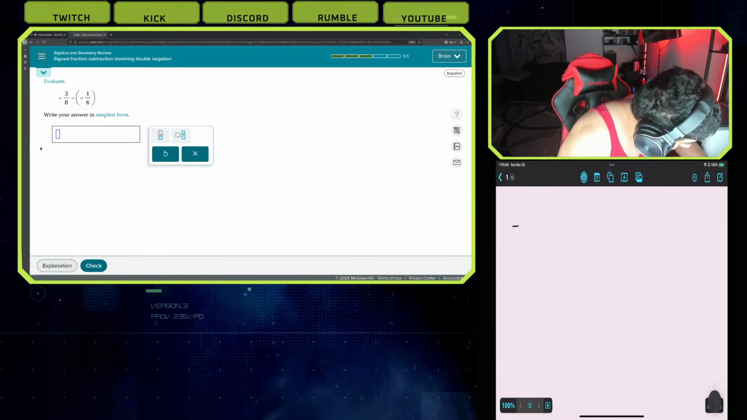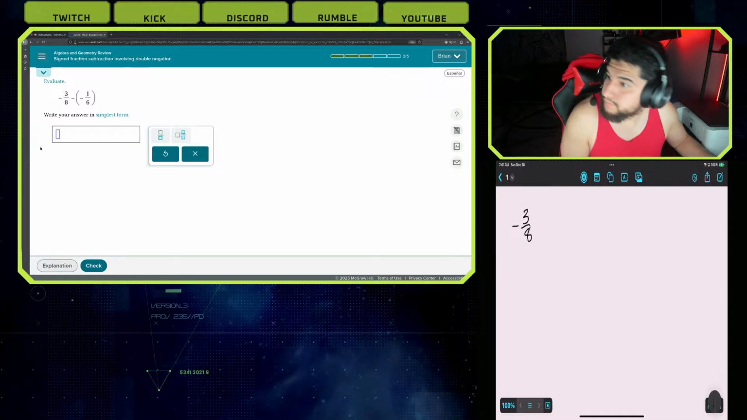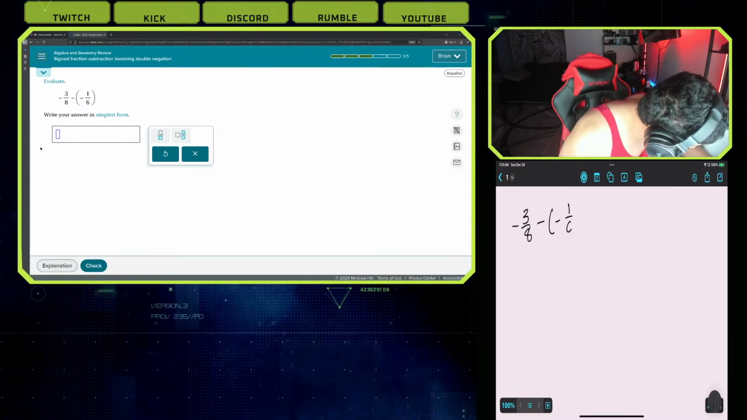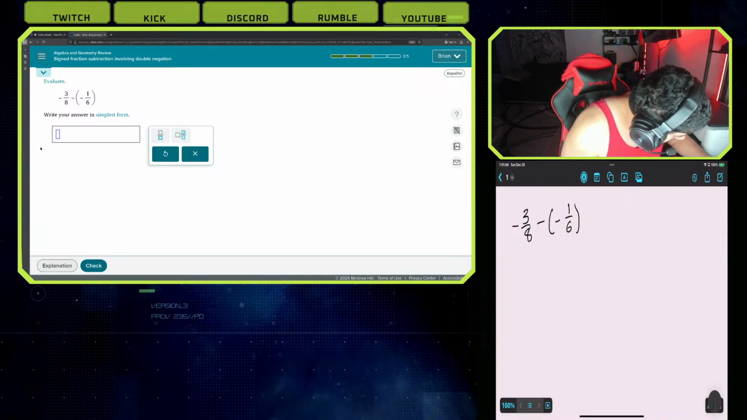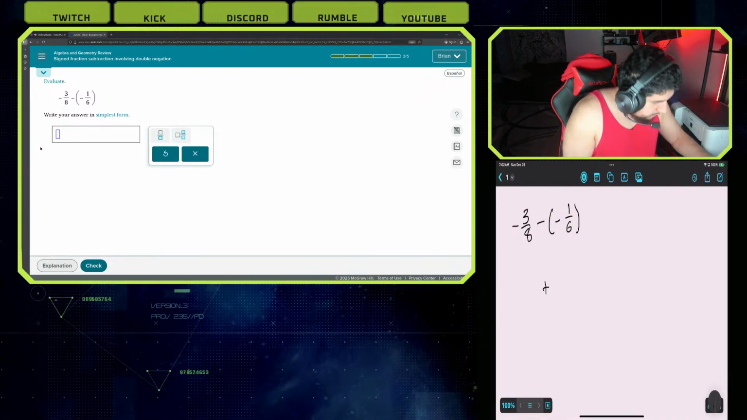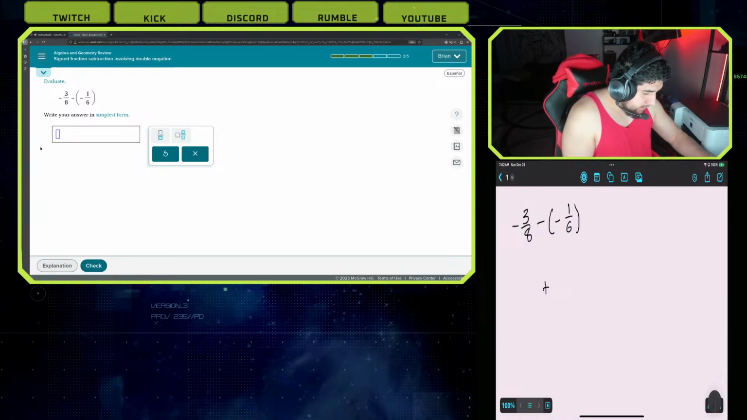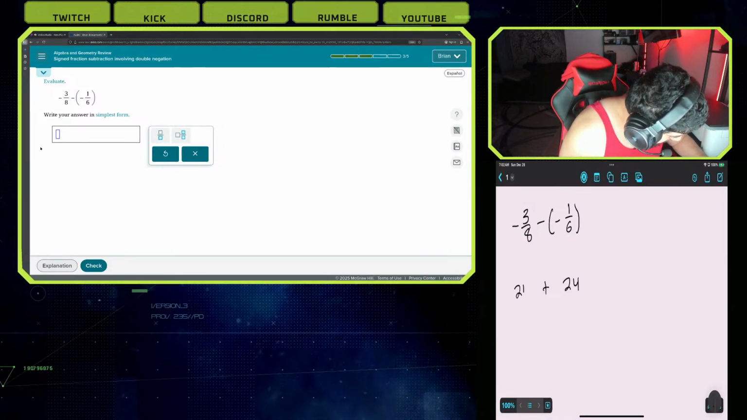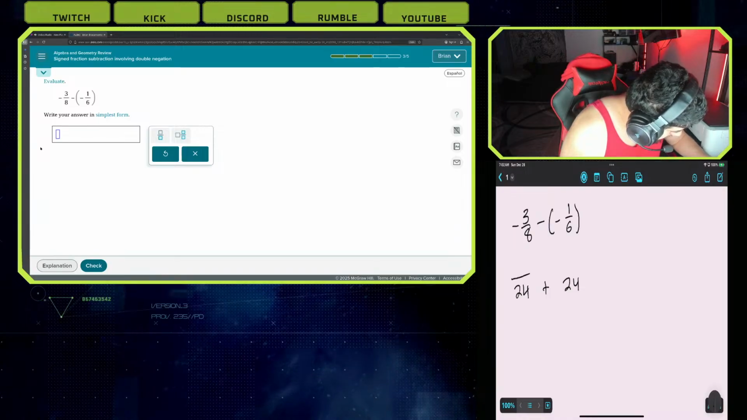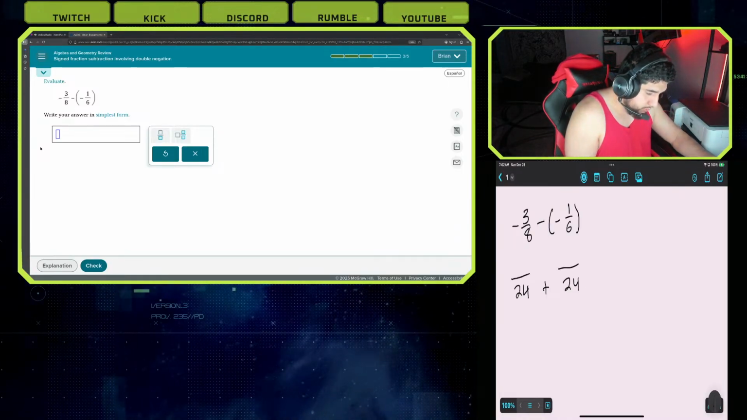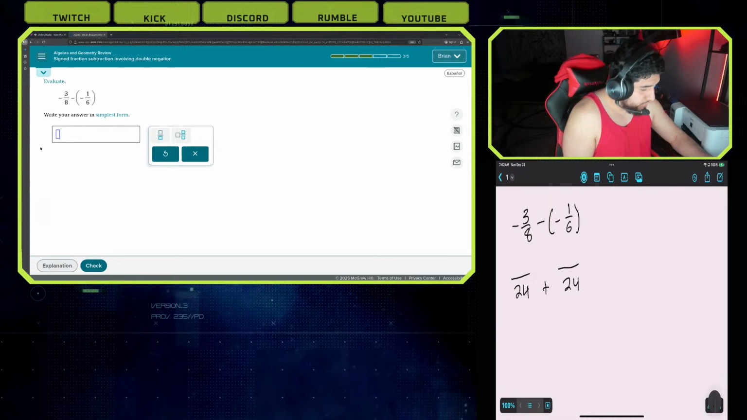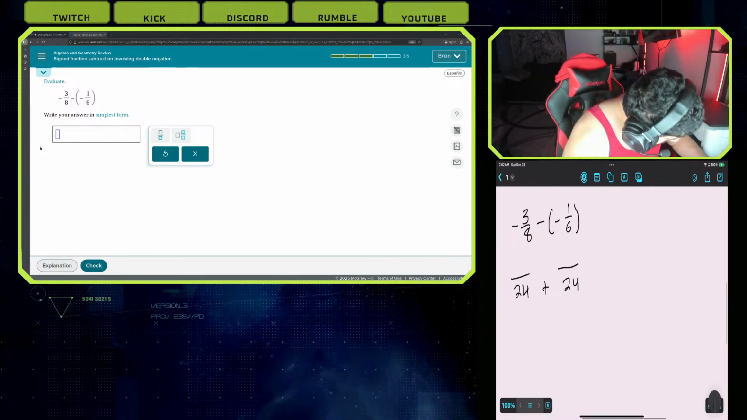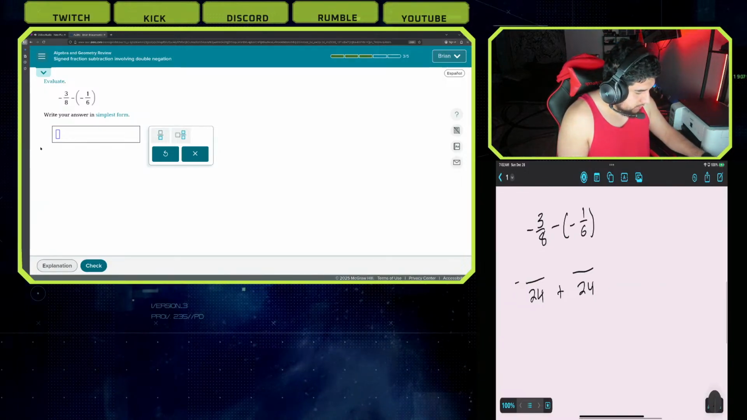Alright. Negative 3 over 8 minus, in parentheses, negative 1 over 6. Now the greatest common factor of 8 and 6 is, I believe, 24. We could get both to equal 24. Multiply the 8 by 3 equals 24. Multiply the 6 by 4 equals 24. Right? So we bring down the negative, and then we focus on the 3 and the 1.